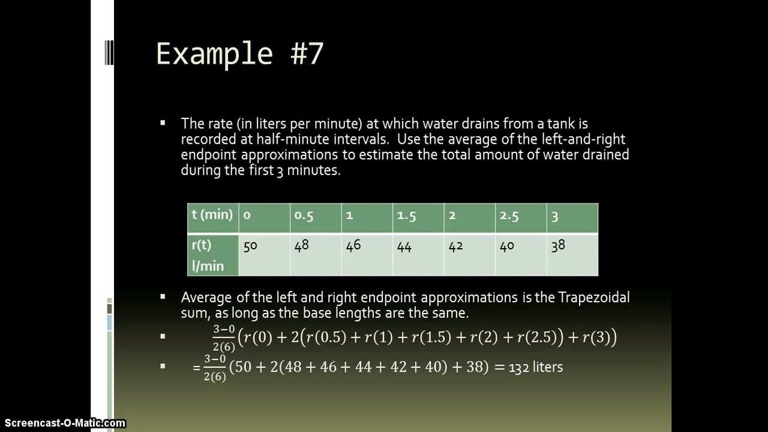So all we need to do is the trapezoidal sum, or we could write out what our trapezoid areas are. Notice I'm citing my chart. In this case, I write r of 0, r of 0.5, r of 1, r of 1.5, and so forth. Our middle values are counted twice. Our end values are counted one time. We plug in our values, we calculate, and we get 132 liters altogether. So TAU would tell us that in the time period, or the first 3 minutes, the accumulation of water draining from the tank would be 132 liters.